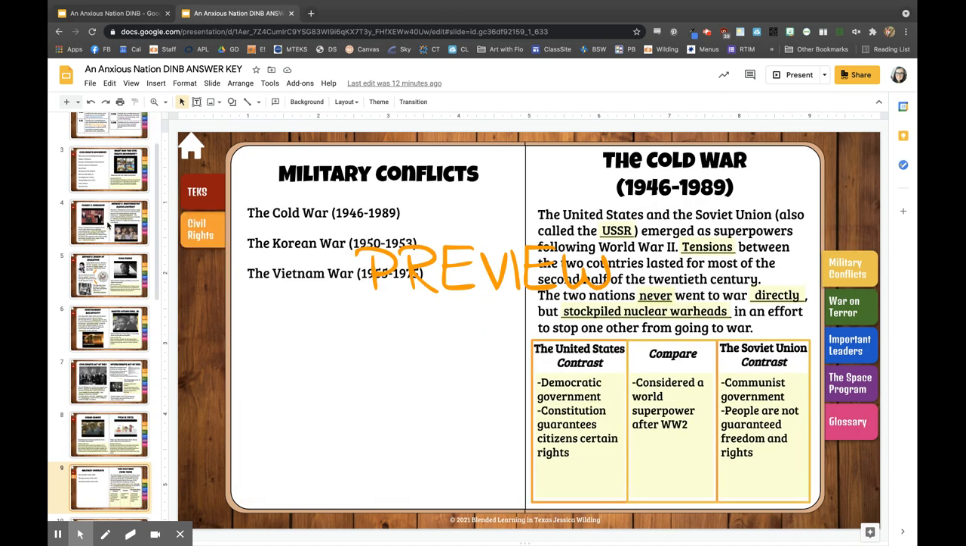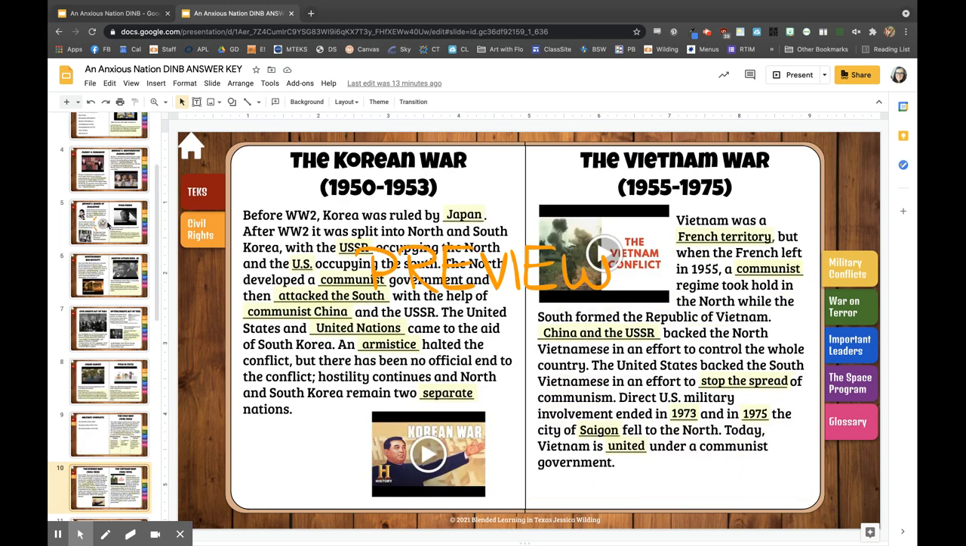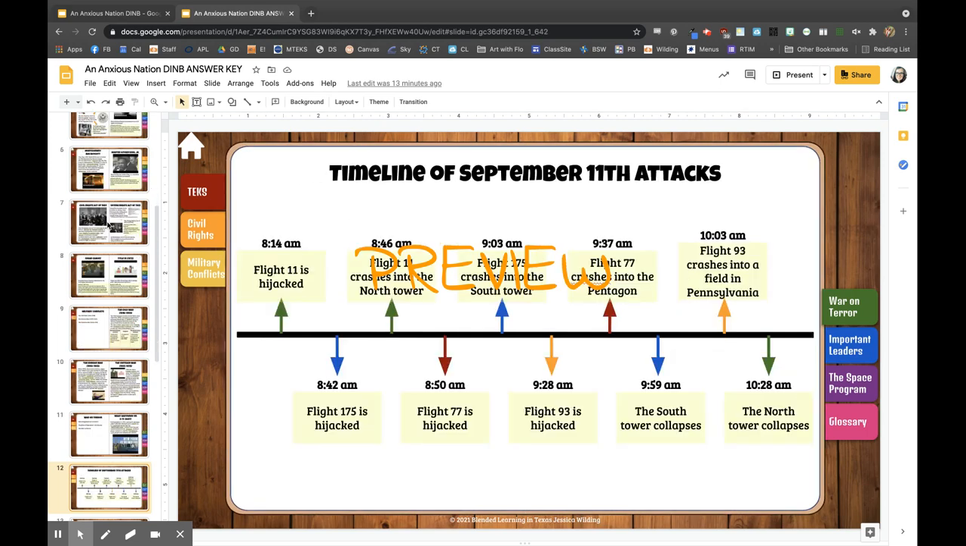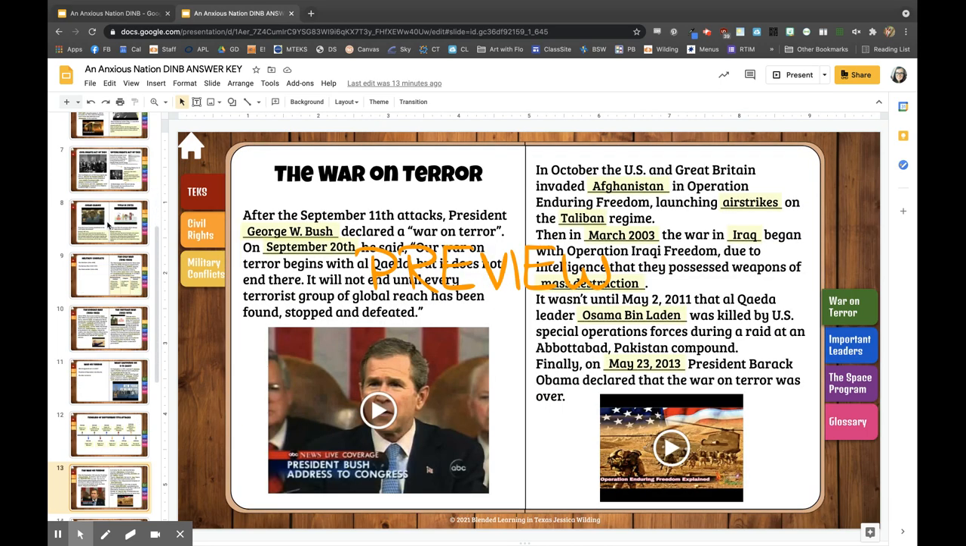Then for military conflicts, there's the Cold War, and there's a little compare and contrast chart with the United States and the Soviet Union. Then the Korean War and the Vietnam War. Then for the War on Terror, there's a video about what happened on 9/11, a timeline of what happened on 9/11, and then a page on the War on Terror.